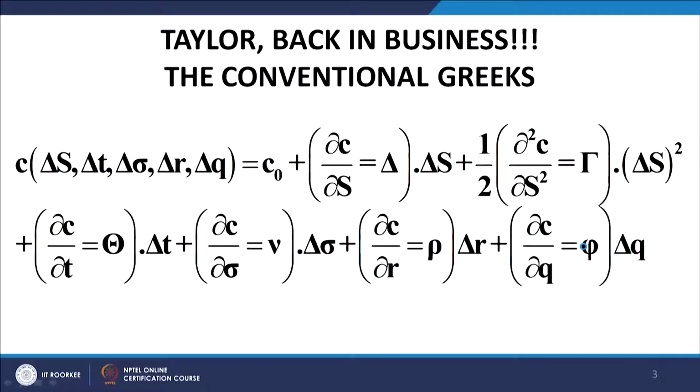Now, if you expand this as a Taylor series, you get this full expression, and this enables us to define certain fundamental terms. And what are those terms? These terms are essentially the partial derivatives of the call price with respect to these variables which influence the call price: the stock price, the time to maturity or the time expired, either case, the volatility of the stock, the risk free rate and the yield.